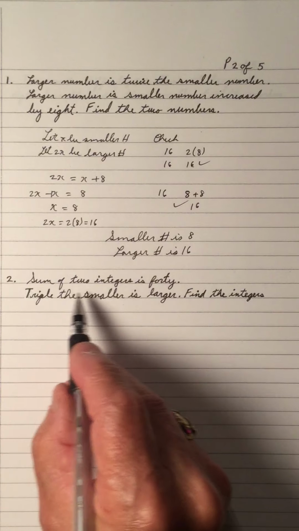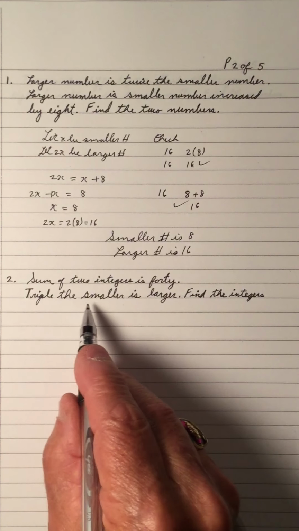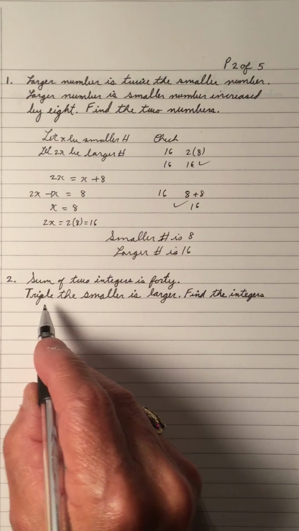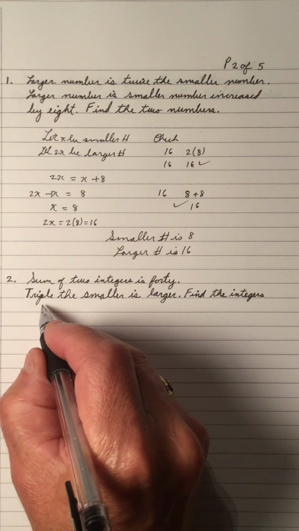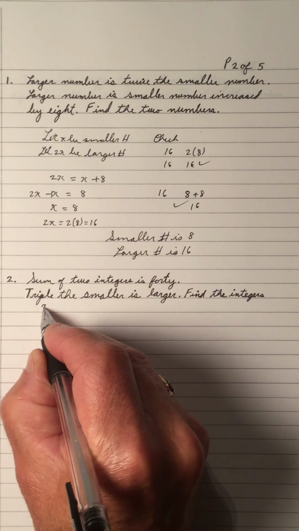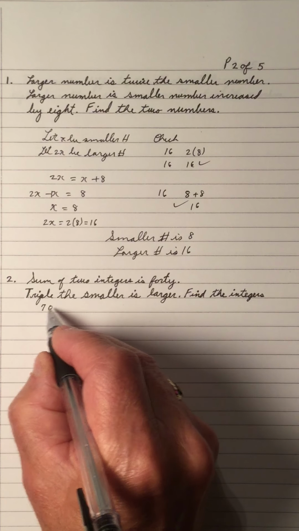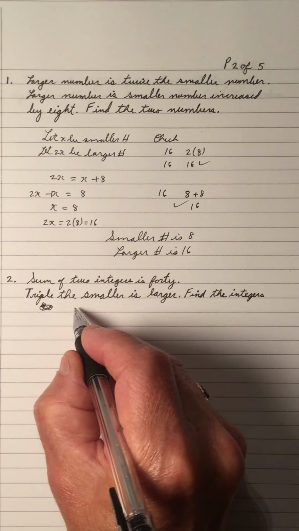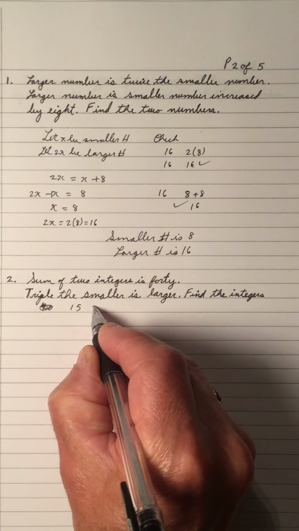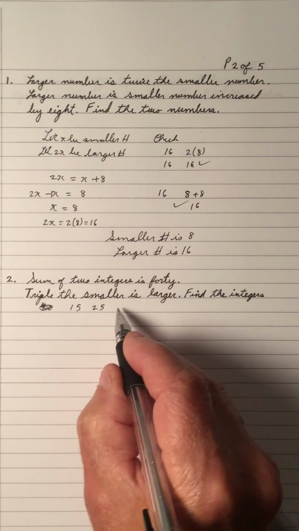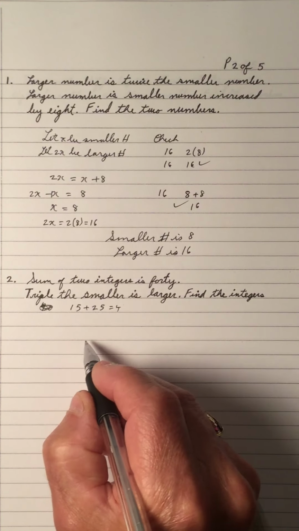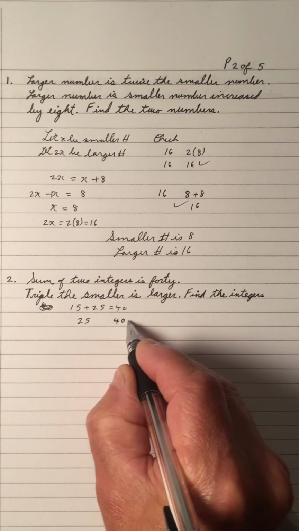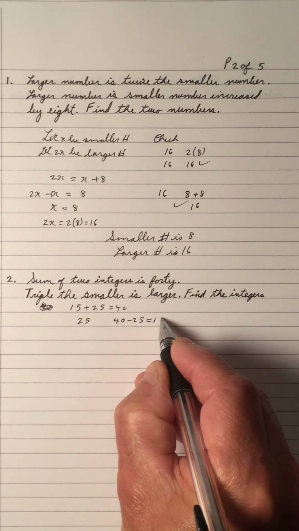Number 2, the sum of the two integers is 40. Triple the smaller is the larger. Find the integers. In terms of sum, we have to be careful, so let's do a tiny review. The sum of two numbers is 40. Let's take 15 and 25. These two numbers add up to 40. If one number is 25, then the other number must be 40 minus 25, which is 15.